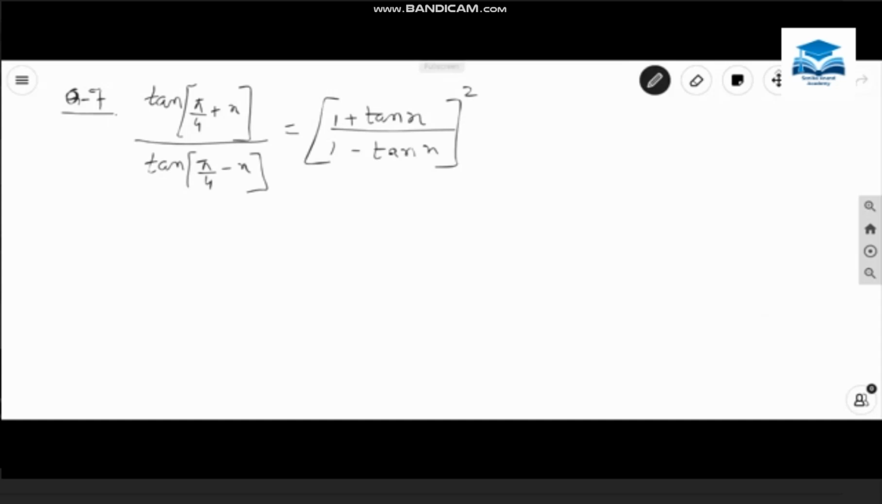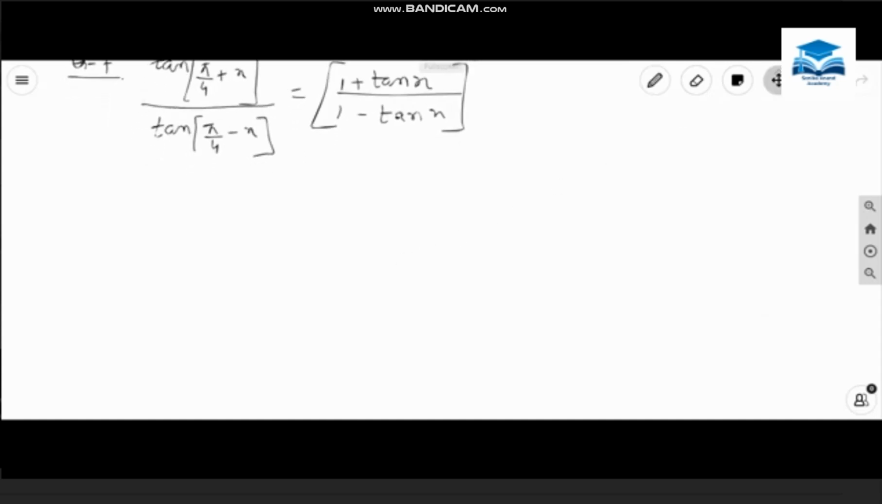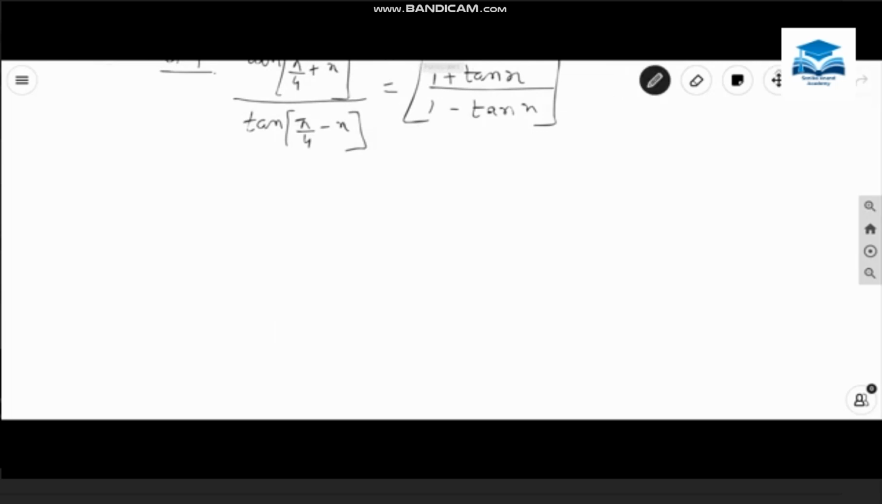Now, whenever there is a tan, we use the formula of tan. Clear? So, what are the formulas we have to use? Firstly, I am going to tell you the formula. The first formula, tan(a plus b), which is tan a plus tan b over 1 minus tan a tan b.